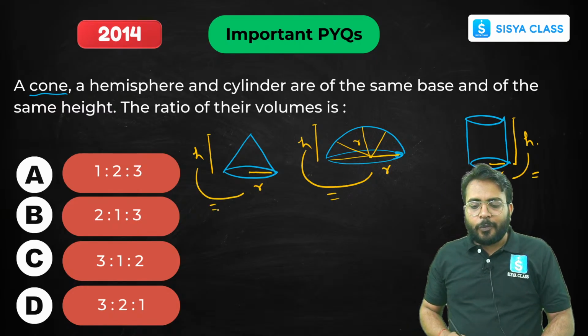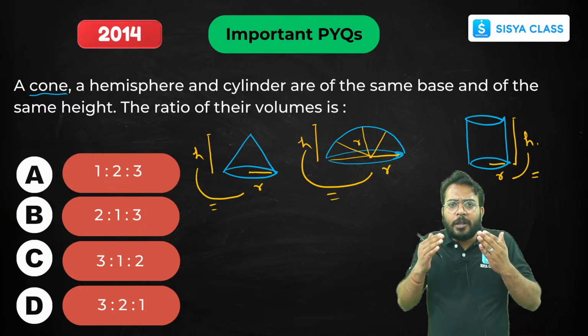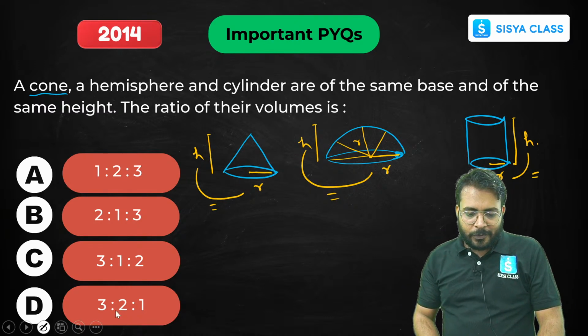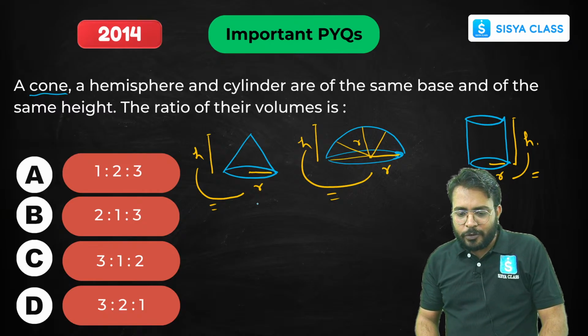Yes or no? Fine. Now we need to find out the ratio of their volumes. Okay, ratio of their volumes. So let us use the volume.